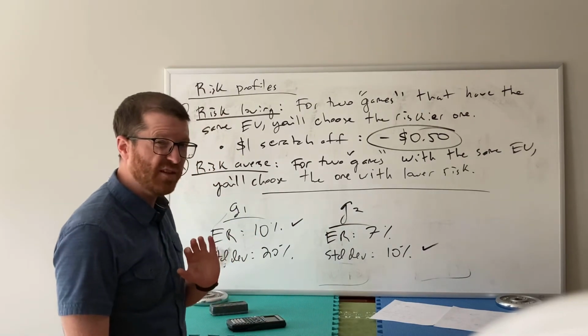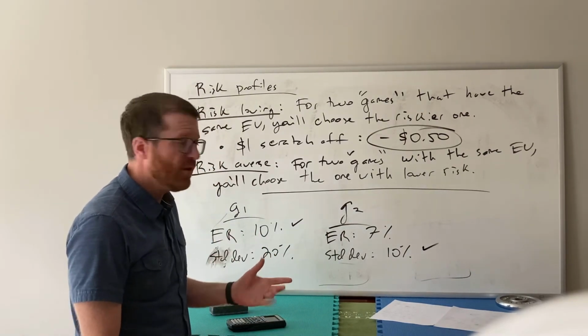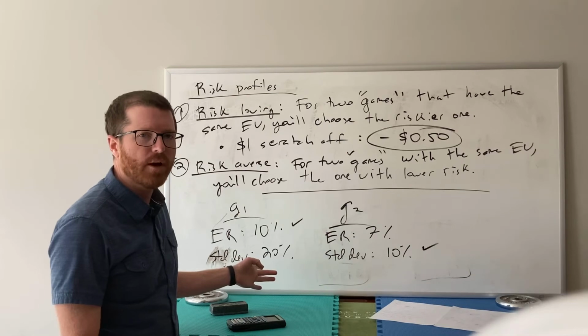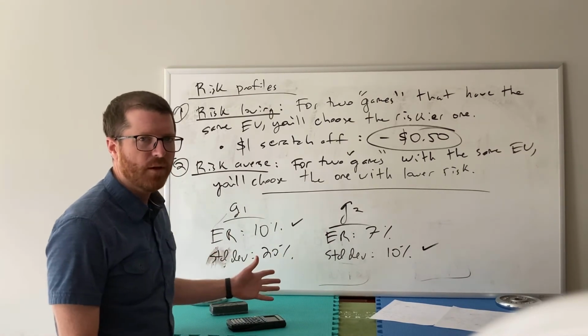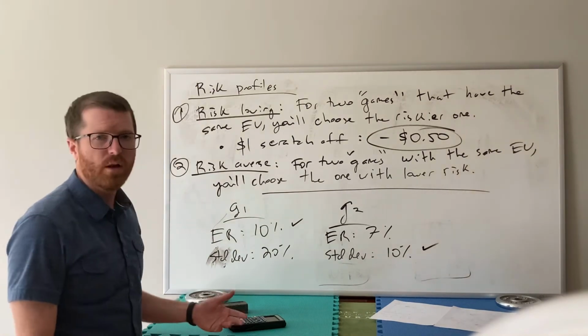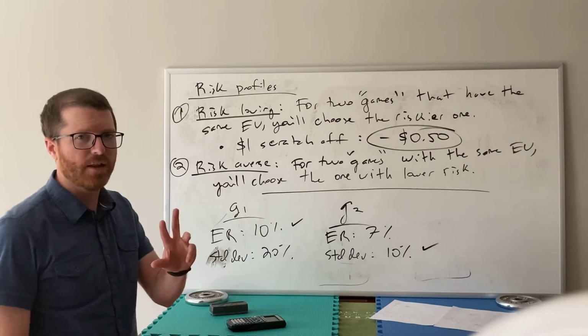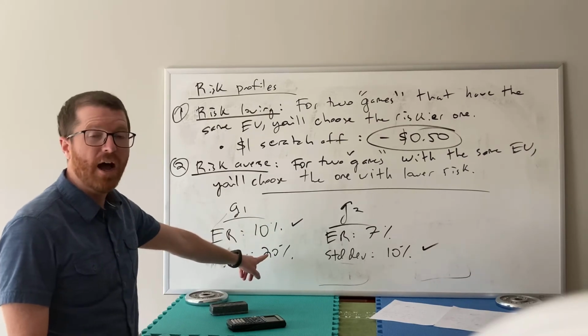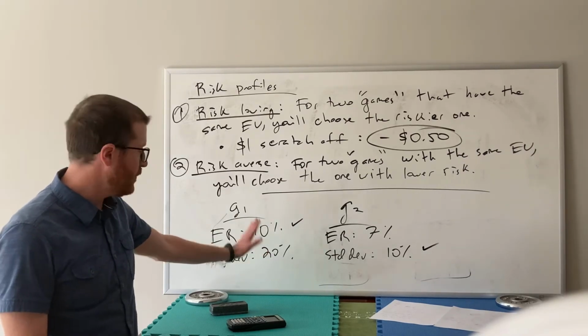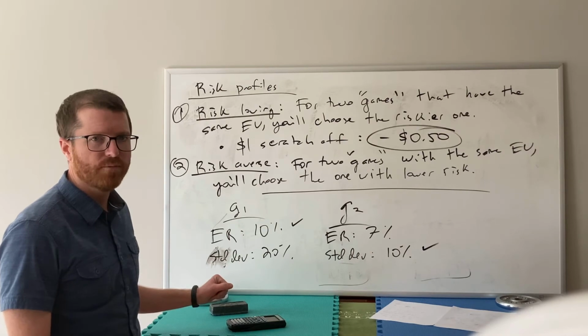If they're just barely risk averse, they would probably choose game one. Compare that to somebody who is risk loving. If they're risk loving, they're going to play game one, because it has two things they like. They love the 10% return, and they also love the fact that it has a higher level of risk. So if you're risk loving, you're going to choose game one.